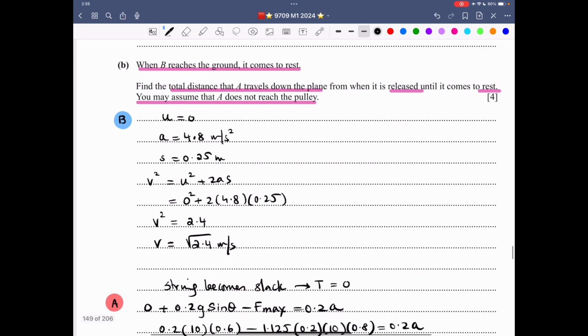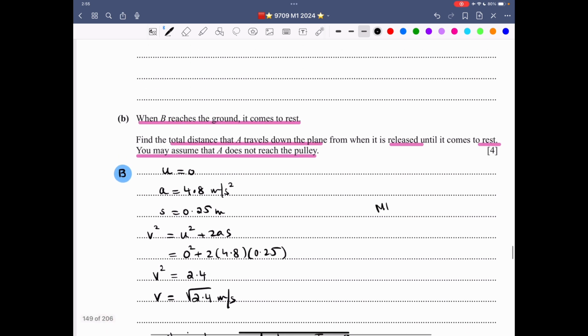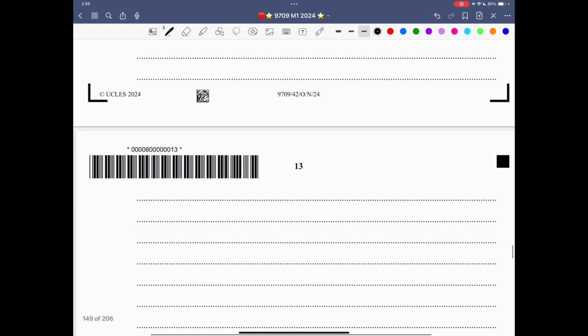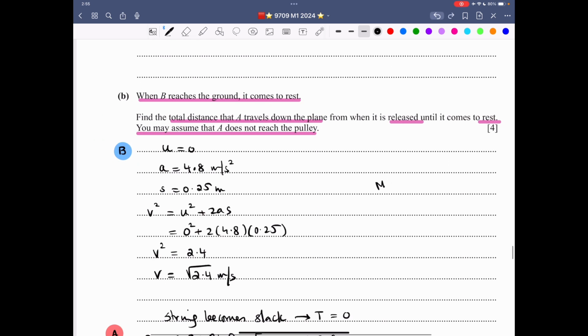So that completes this M1 paper, which is of May-June. Not May-June, this is October-November, my bad. So this is October-November 2024, variant 42, and it was a nice balanced paper.